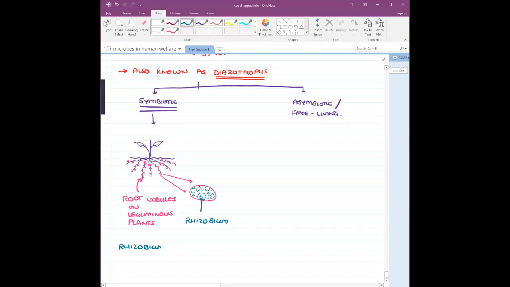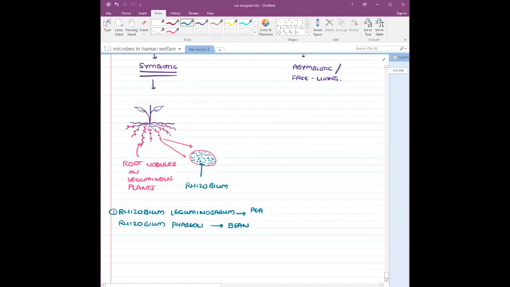So Rhizobium leguminosarum and Rhizobium phaseoli. Okay, so guys, Rhizobium leguminosarum is generally seen in your pea, and phaseoli is generally going to affect your beans. Okay, so this is going to be your rhizobium.